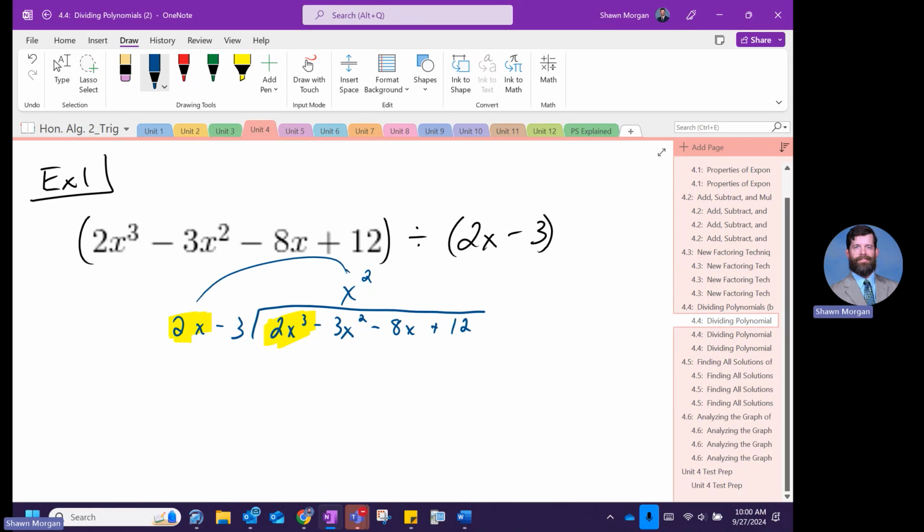Because that divisor is a binomial, we're going to have to multiply twice. When you multiply, you want that first term to cancel out. So x squared times 2x will be 2x cubed. X squared times negative 3x is negative 3x squared.